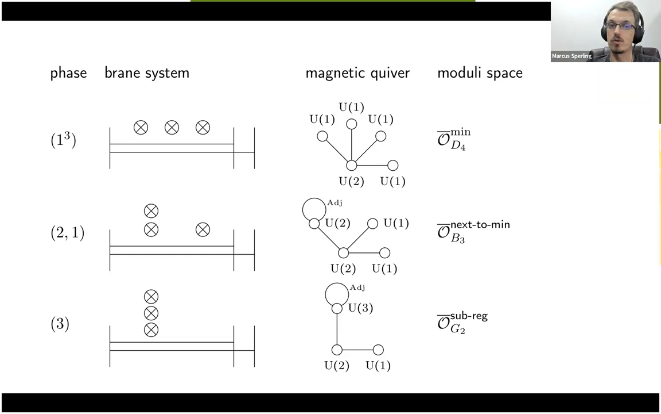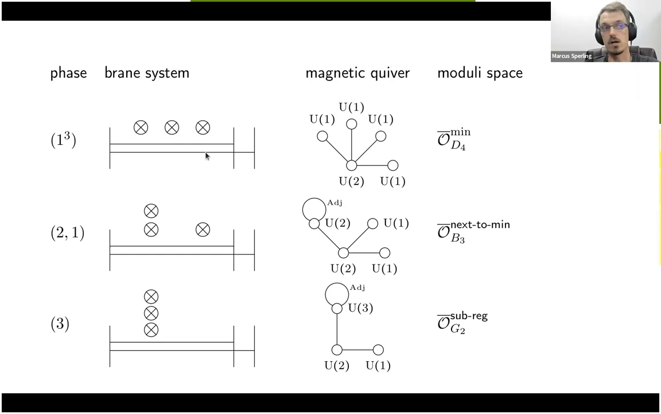Right, and I'm going to label these phases by, again, some different partitions. So I'm going to say 1^3, or 1-cubed, is the phase where all of these NS5 branes are separated along the x6 direction. And then, of course, you can have the other phases, but let's continue with this phase.